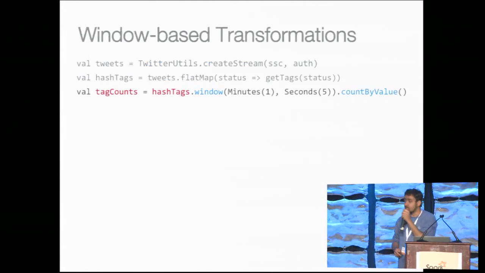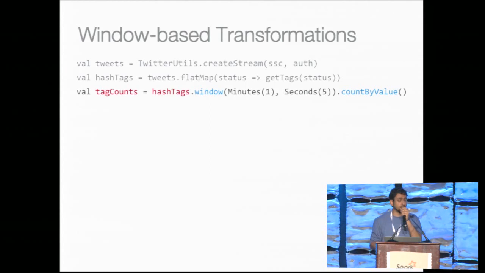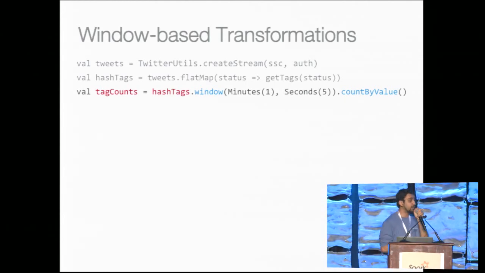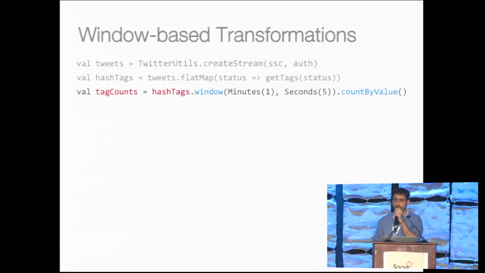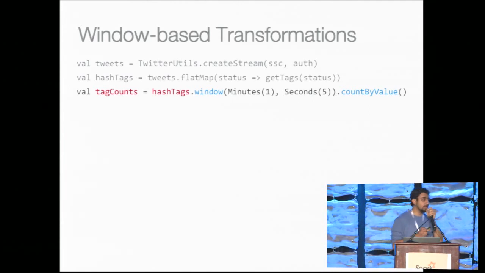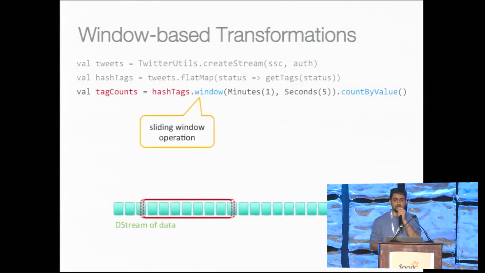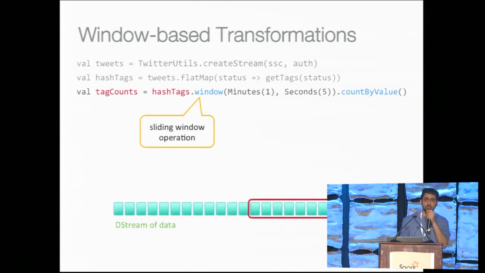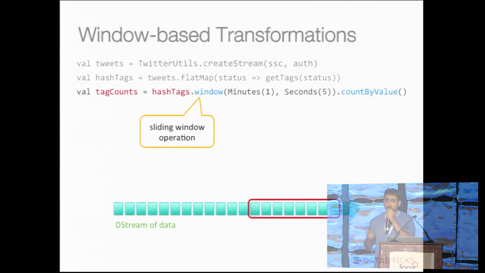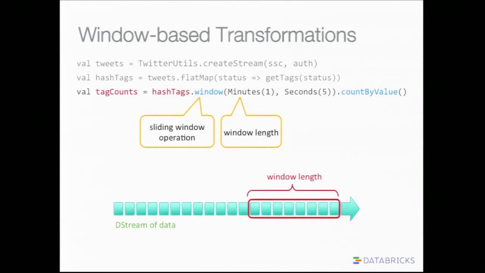Moving on. What you also get out of the DStream API are window-based transformations, where you can specify, give me the data over the last, let's say, 1 minute, and move the window every 5 seconds. Underneath, it is essentially a sliding window that operates on the DStream. This window operation is defined by two parameters: one is the length of the window, in this case 1 minute, and second, how frequently the window moves, in this case 5 seconds.